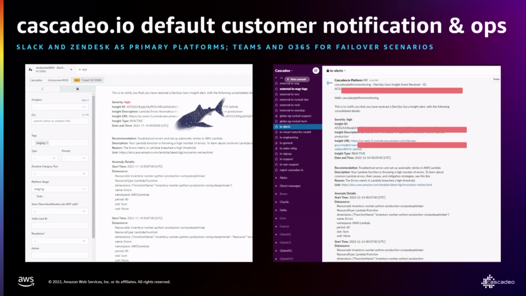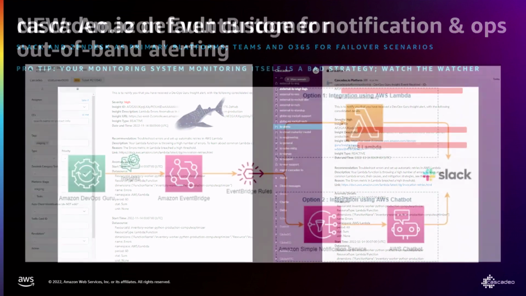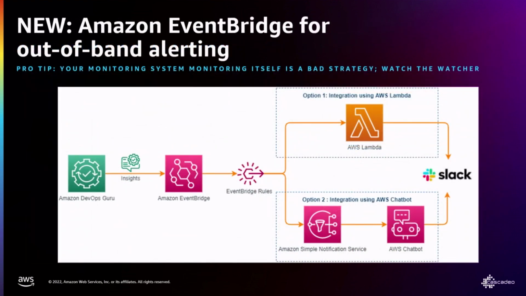We also have Teams and Office 365 for failover scenarios in case those primary systems for interfacing with customers go down. One thing that just came out that I think is really, really important, DevOps Guru now ties directly to EventBridge, which lets you do things like route these insights to Lambda functions that can fix things, or route them to something like SNS and Chatbot so that they can be delivered to Slack.